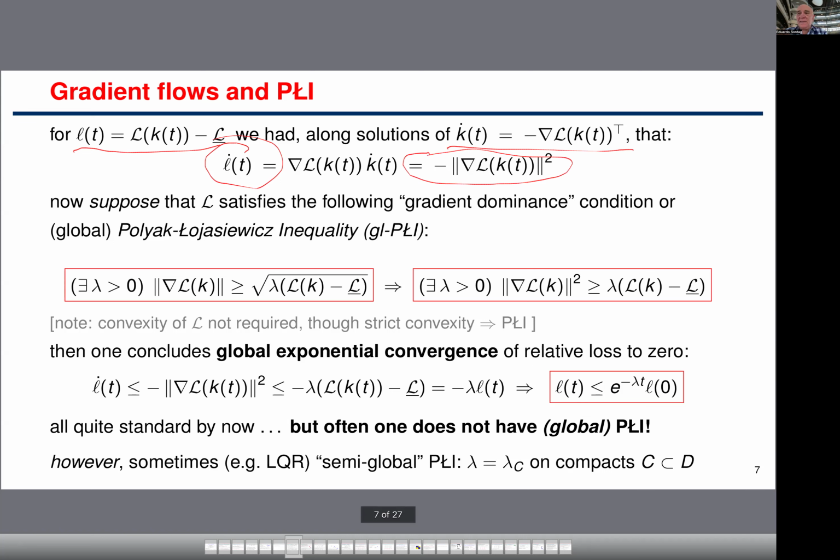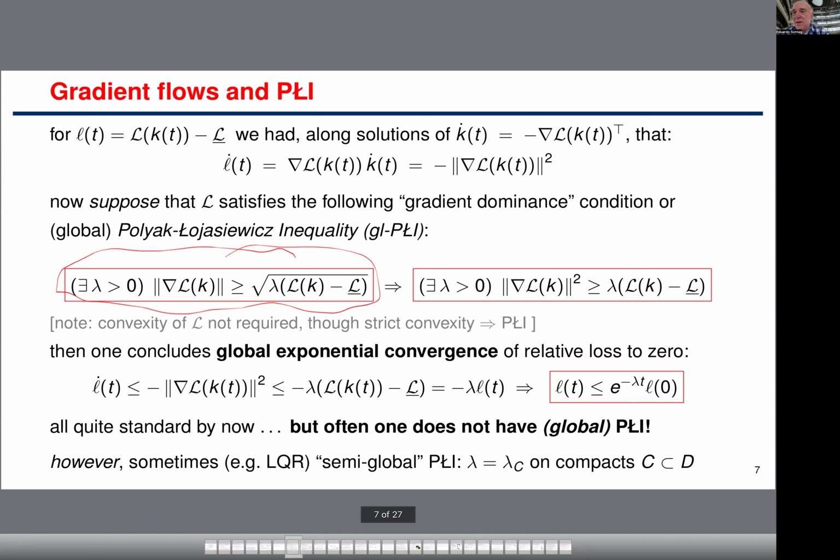Now, suppose that we have what is typically called the Polyak-Lojasiewicz inequality. So we have this inequality, meaning that there is some positive lambda, so that there is the so-called gradient dominance condition, which says that the gradient squared is bigger or equal than lambda times the relative loss. Or the way that I prefer to write it, for reasons that will be clear very soon, I prefer to write it in this form. I take square roots. That's not the way people usually write it, but you'll see why that's important.